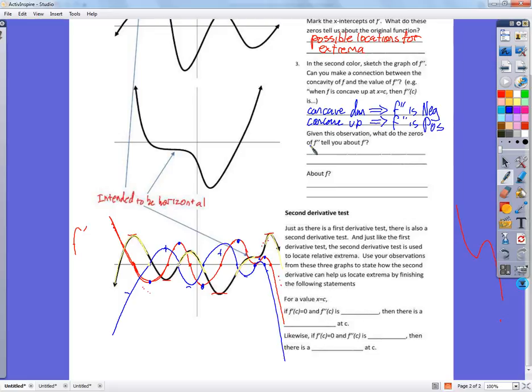So what do the zeros of f double prime tell us? What does it tell us about f prime? That's where there's a possible max or min. What does it tell us about f? Points of inflection, possible points of inflection.